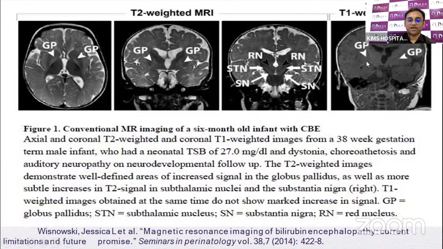So after the acute bilirubin encephalopathy, for chronic bilirubin encephalopathy, the T2 weighted MRI will give a better idea compared to the T1 weighted MRI. In the initial acute bilirubin encephalopathy, the T1 weighted MRI is better than the T2 weighted MRI.